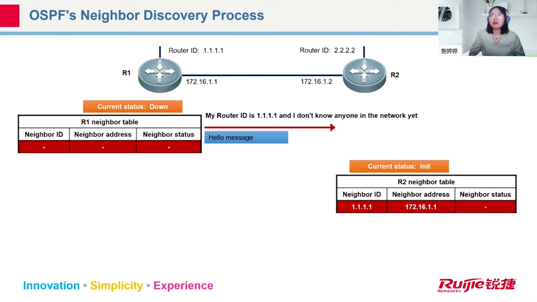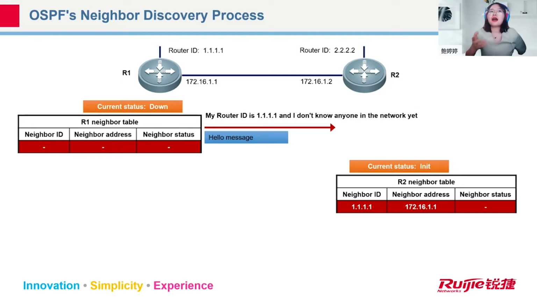I will check whether my name conflicts and whether my area ID is in the same area. In one link, the area ID should be the same. And the neighbor status is empty because when I receive a hello message that carries my own information, I will change the status to become full.